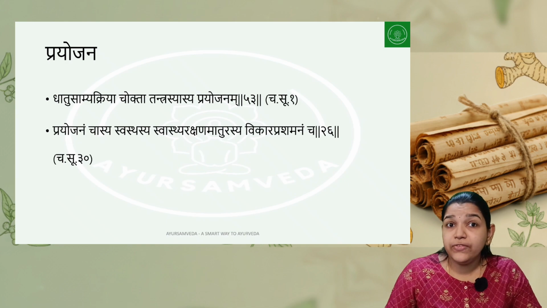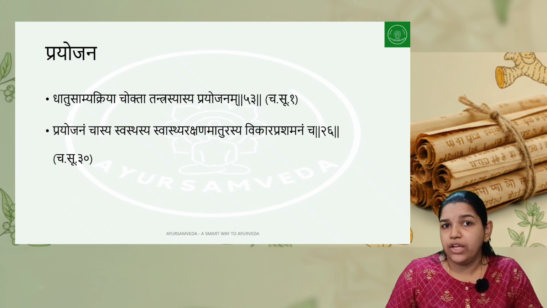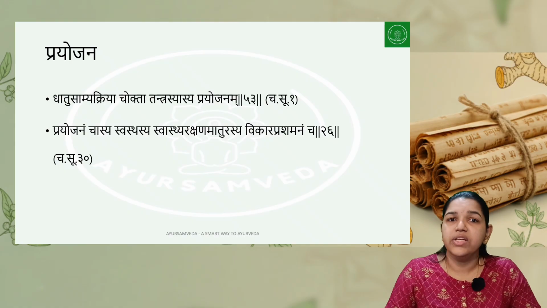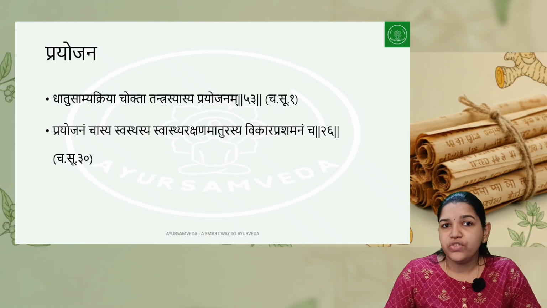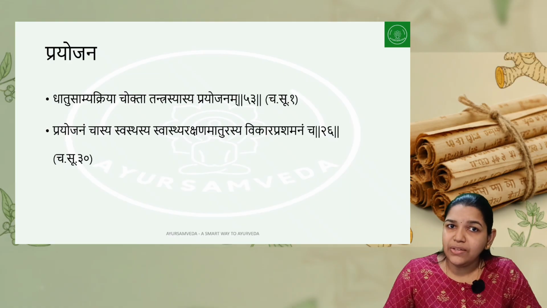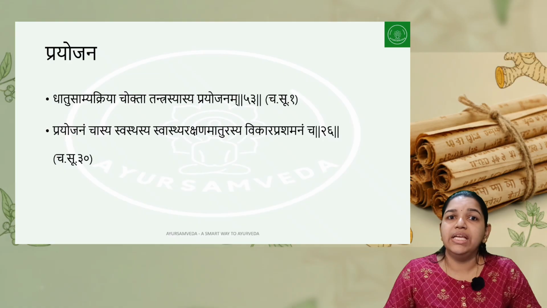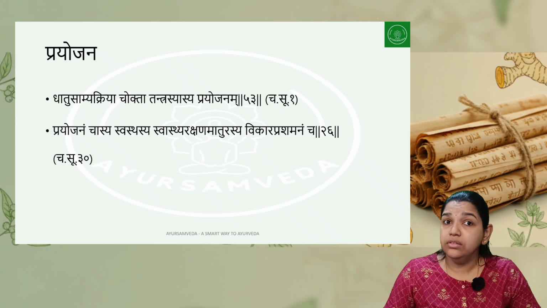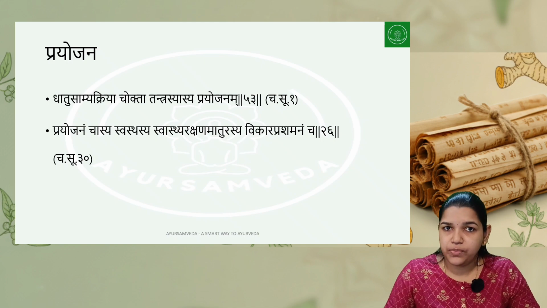So if we consider this prayojana in terms of Ayurvedic science, we can see that Dhatu Samya Kriya Chokta Tantrasya Asya Prayojanam. So in the first chapter of Charaka Samhita Sutrasthana, it has been explained the prayojana of this tantra, that is this Charaka Samhita is Dhatu Samya Kriya. So Tantrasya Asya Prayojana is Dhatu Samya Kriya. So how to maintain the Dhatu Samyata, or how we can do the Dhatu Samya Kriya is being explained. So that is the prayojana of this tantra has been explained.